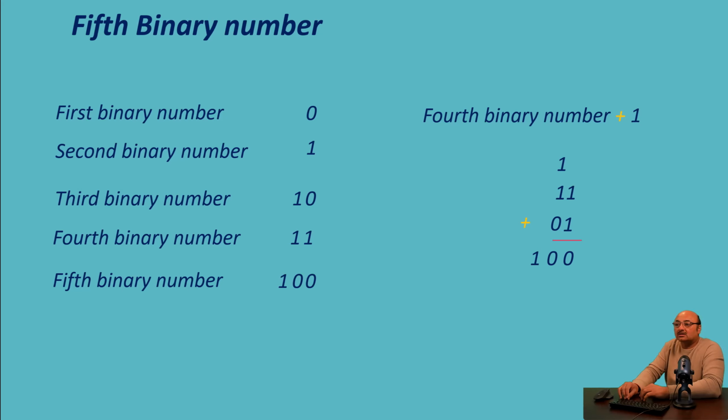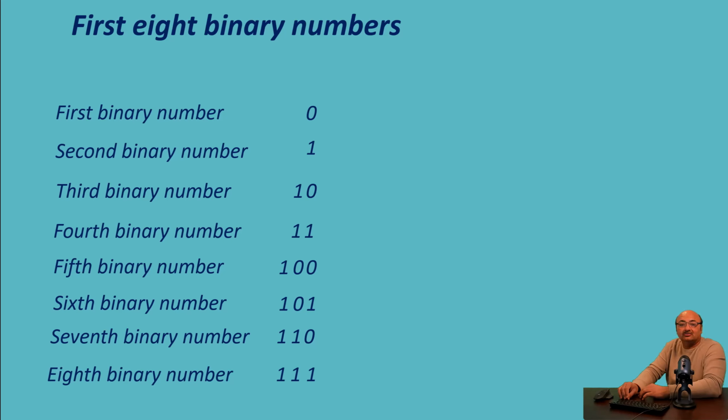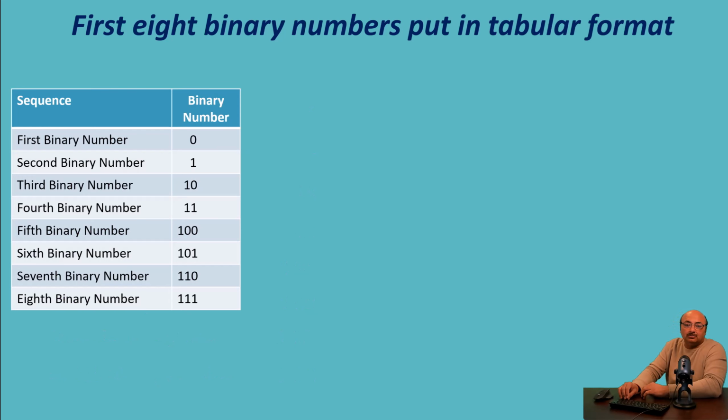Now if we continue the same process, the next number, 6, would be derived as 101, the 7th as 110, and the 8th as 111. If I had to put this in tabular form, this is how it would appear.